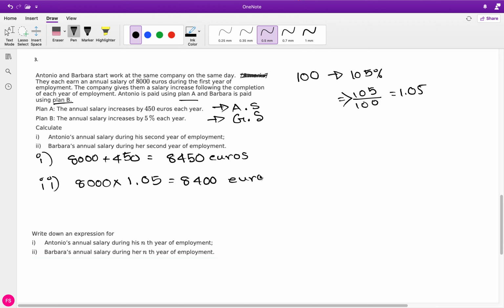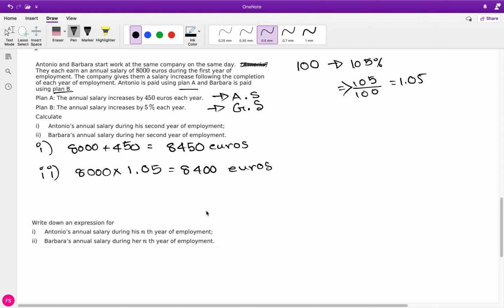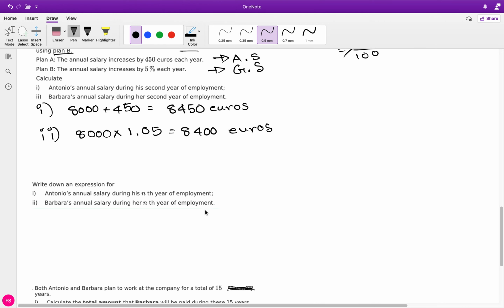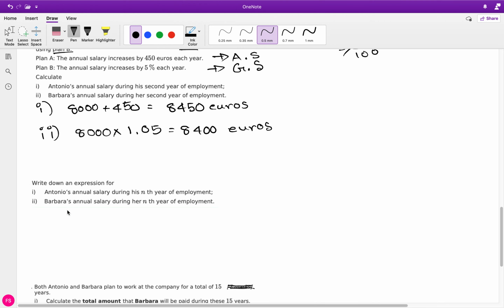Okay, you can see in the second year, Antonio's salary is more than Barbara's. But let's see what happens as the number of years increases. Okay, next question. Write down an expression. Again, expression, general term, nth term, it all means the same thing. You have to find the Un. You substitute the first term and the common ratio for a geometric sequence, and the first term and the common difference for an arithmetic series. But you don't substitute anything for n. That gives you a general formula.